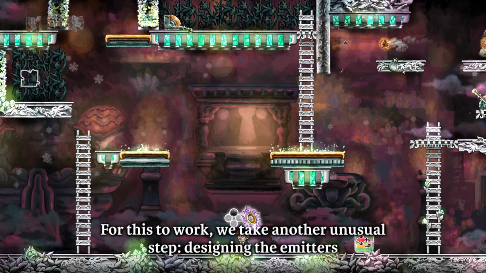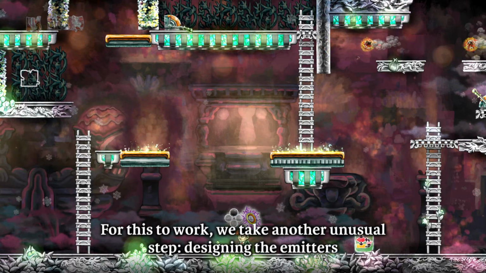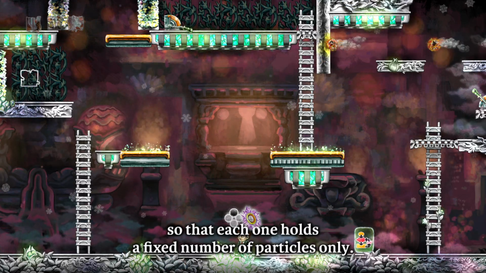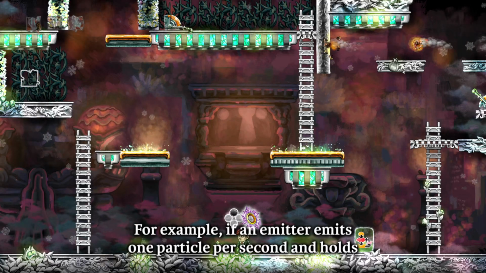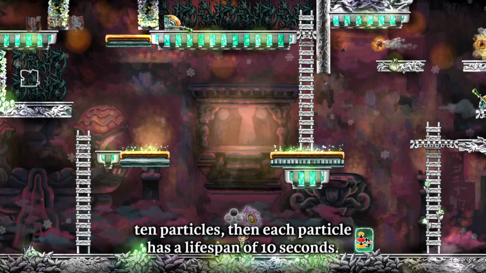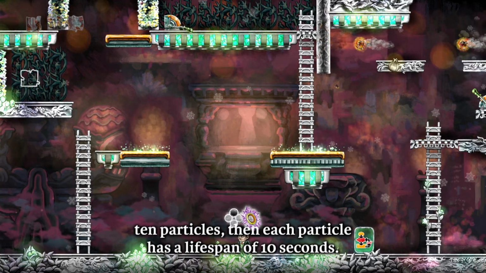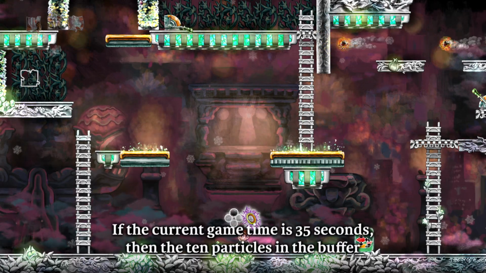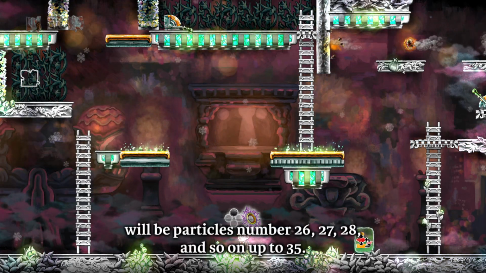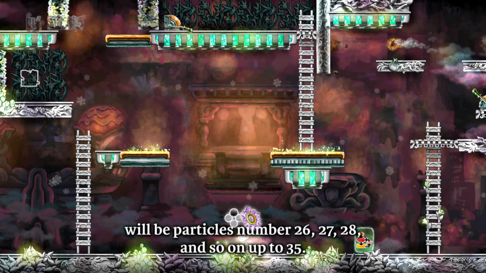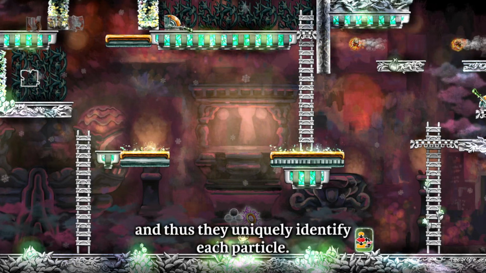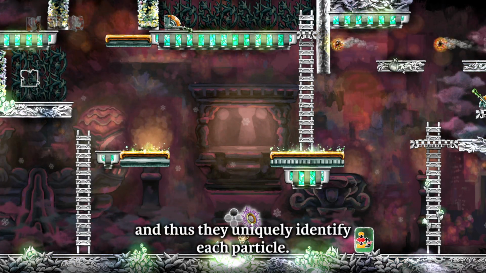For this to work, we take another unusual step, designing the emitters so that each one holds a fixed number of particles only. For example, if an emitter emits 1 particle per second and holds 10 particles, then each particle has a lifespan of 10 seconds. If the current game time is 35 seconds, then the 10 particles in the buffer will be particles number 26, 27, 28, and so on up to 35. These indices correspond to the spawn time of each particle, and thus they uniquely identify each particle.